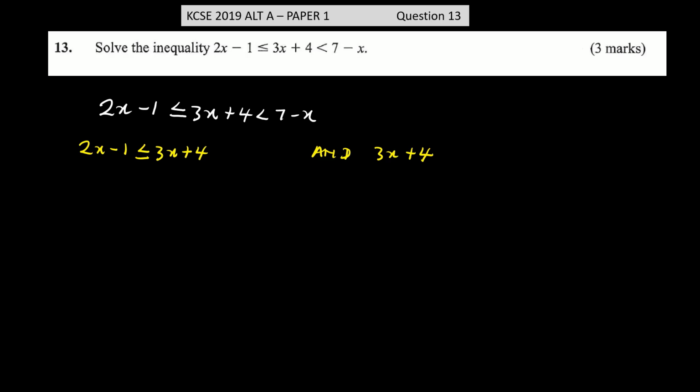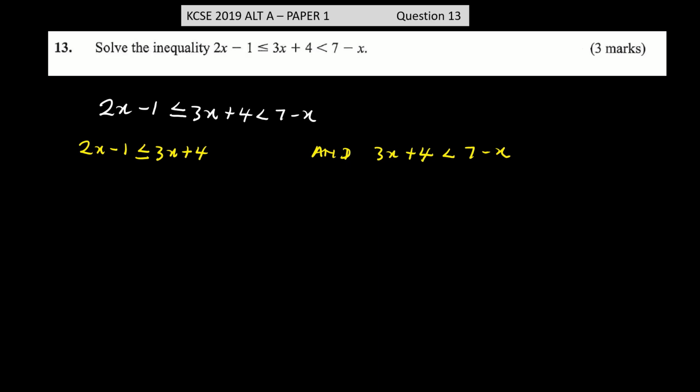First of all, let us rewrite the inequality. We have 2x minus 1 less than or equal to 3x plus 4 less than 7 minus x. Here I'm going to split this into 2 to make it easier for us to work with. It will now be 2x minus 1 less than or equal to 3x plus 4, and the second part will be 3x plus 4 less than 7 minus x. To get the answer to this inequality, these two parts must be true. Let's see that.